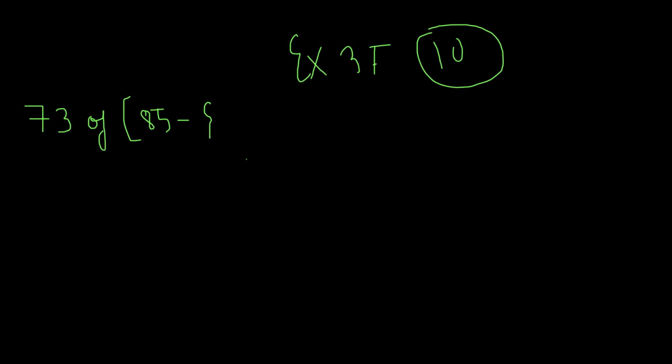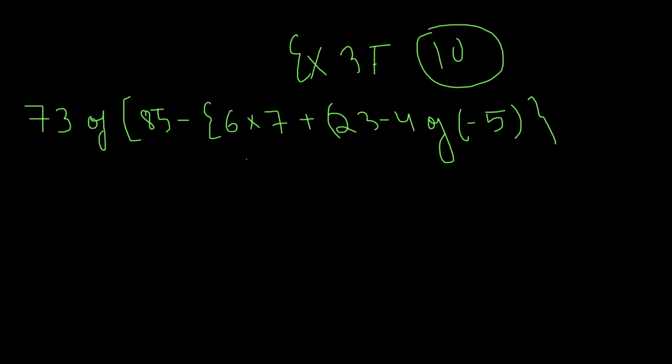85 minus 6 into 7 plus 23 minus 4 of minus 5, and brackets closed. So children, in this question you need to simplify this. In this type of question, please very carefully open the brackets.